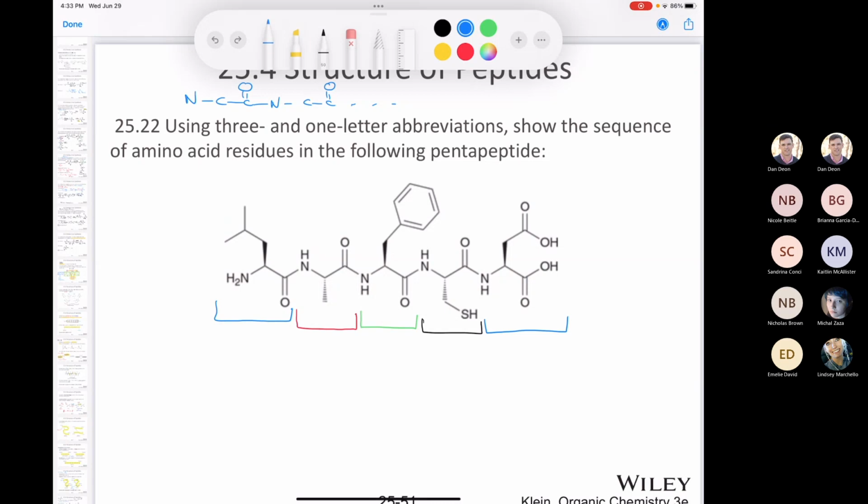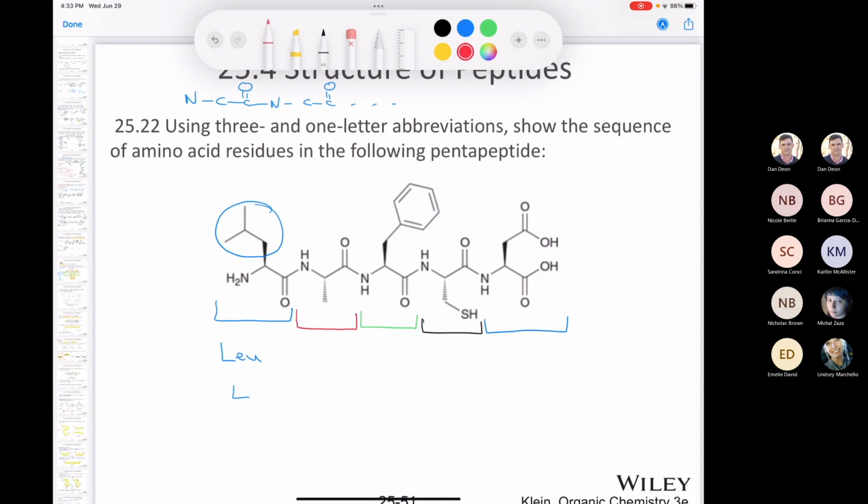Could anybody tell me the name of the amino acid when I have an isobutyl group as my R group? It's not a trick question. You could look it up in the amino acid handout. Anybody know the name of that one? No? Okay. So that would be a leucine. So we'll write leucine, which is LEU. If we look up the one-letter abbreviation for leucine, it's an L.